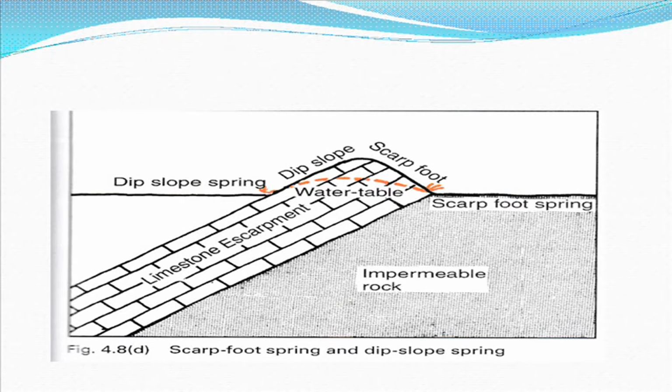In between permeable and impermeable rock, the limestone section is found. There are two types of spring. One that forms on the dip is called the dip spring. One that forms at the scarp foot is called the scarp foot spring.